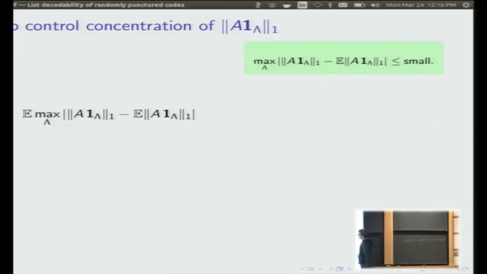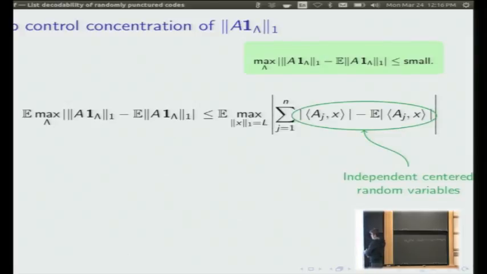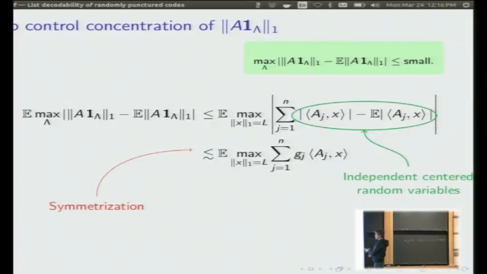So to control this concentration, I'll just do it out. So here's the thing I want to control. I'm going to write out what the L1 norm is. So it's a sum of the absolute values of inner products. But now these are independent centered random variables, so I can use that symmetrization trick. So now I'm going to introduce some Gaussians. And now I'm just going to relabel. Instead of taking the maximum, I skipped a step. I was taking the maximum over all indicator vectors, and I switched to taking all vectors of L1 norm L. So it's only going to make things bigger.